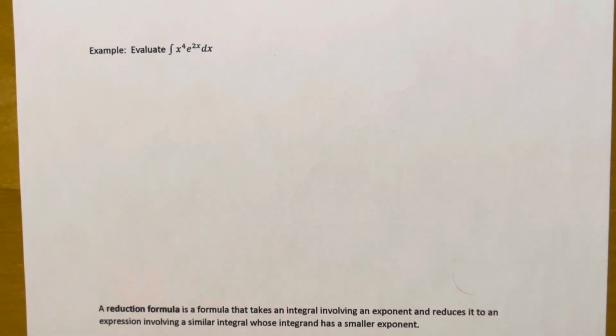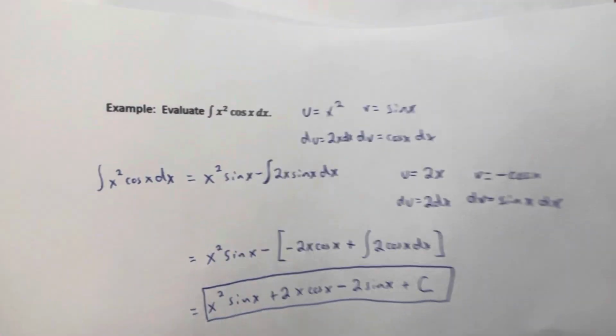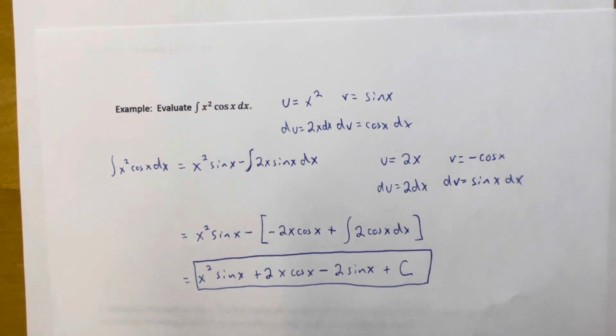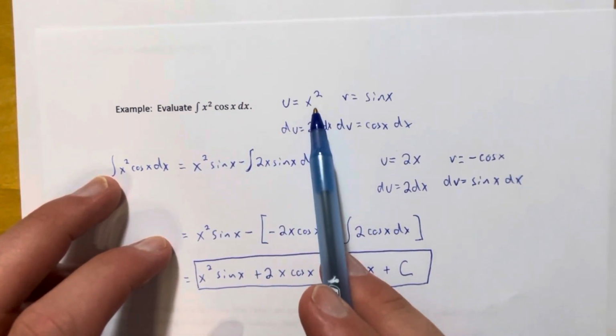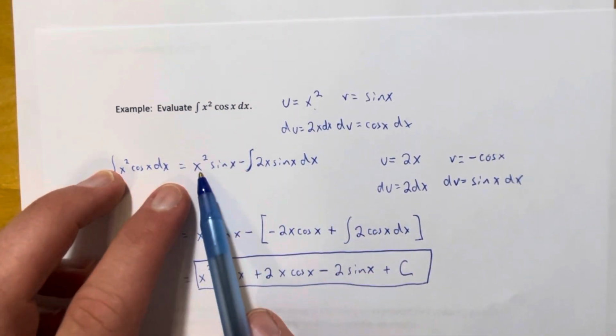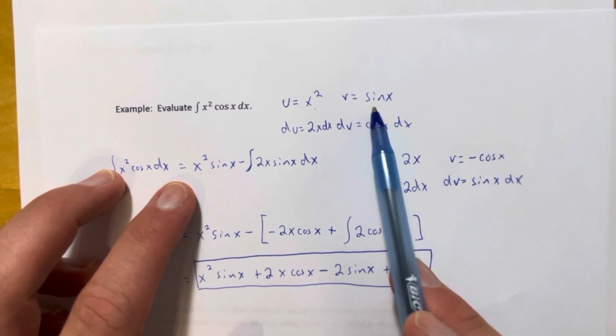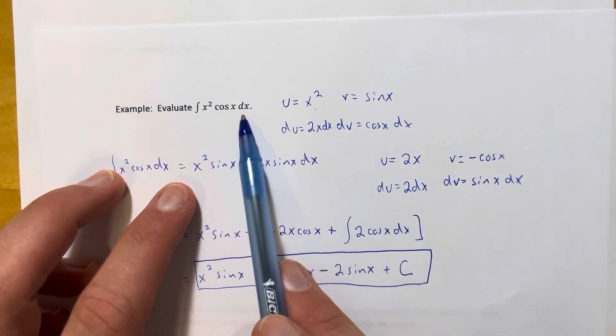Okay, so let me see if I can find my second example. Okay, so let's take a look at, I think it was this one right here. Yeah, x squared cosine of x. So notice the first thing that I did is I set u equal to my x squared term, and then v ended up being sine of x because dv was the cosine of x dx here.